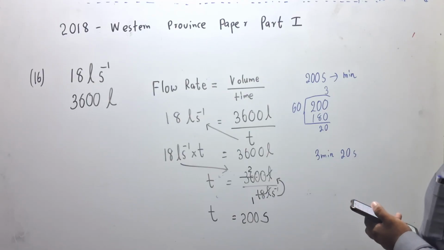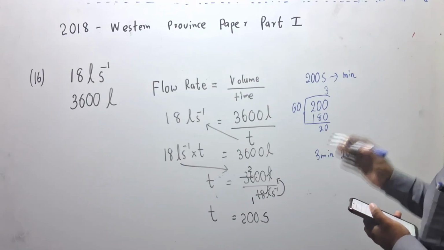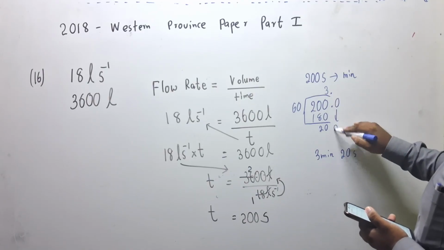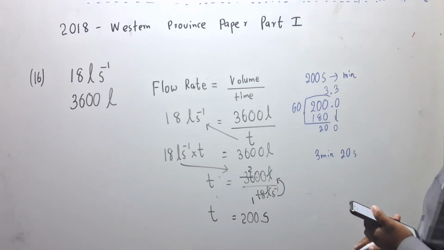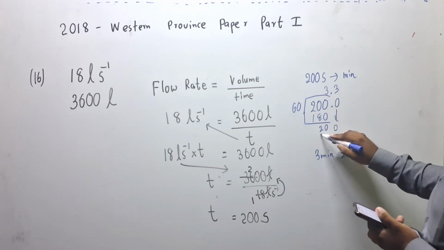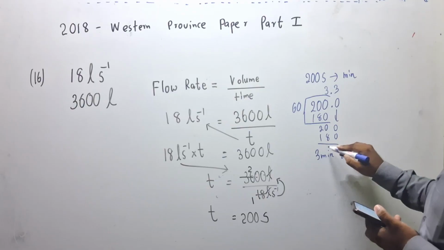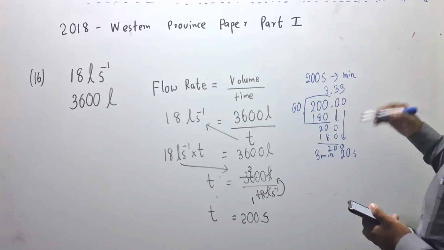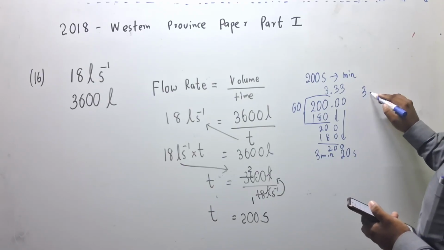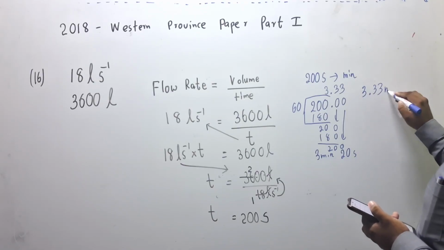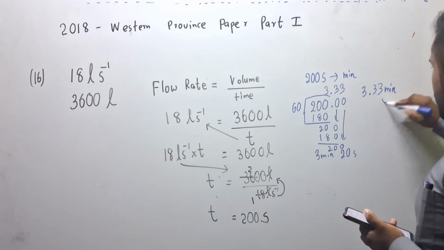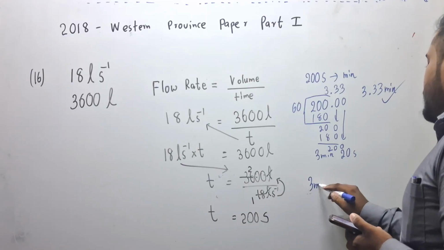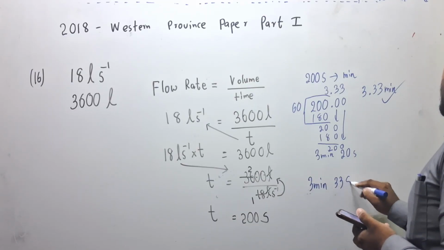that's okay. But someone will do it like this, put a decimal place, get the 0 and take 3 again. Then 3 times 60, 180, remainder 20, take another 0 down and 3, and write the answer as 3.33 minutes. That is also okay. But some students write 3 minutes and 33 seconds.